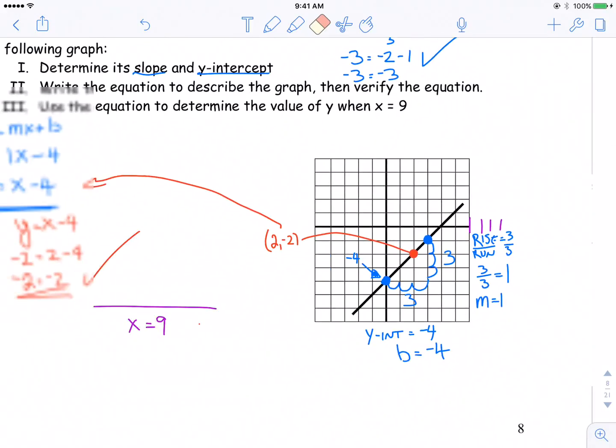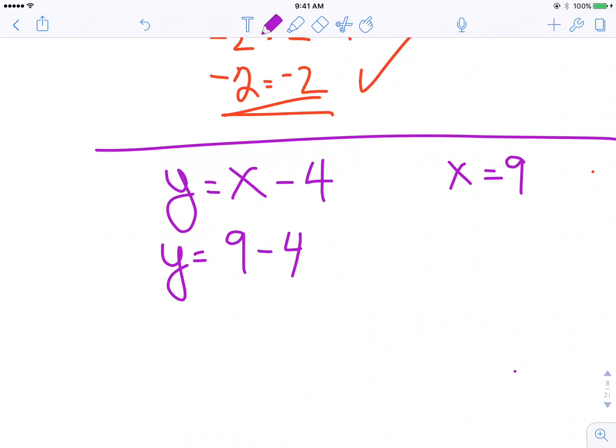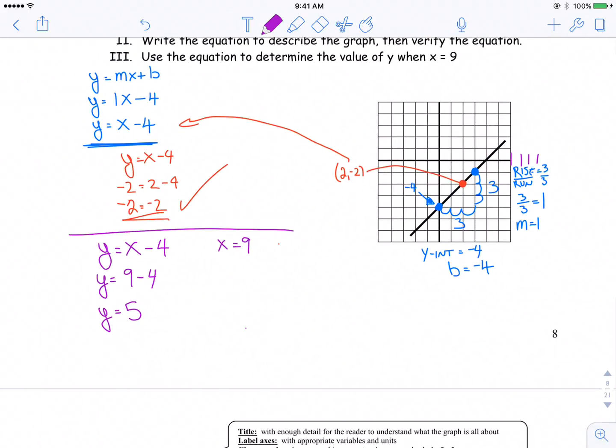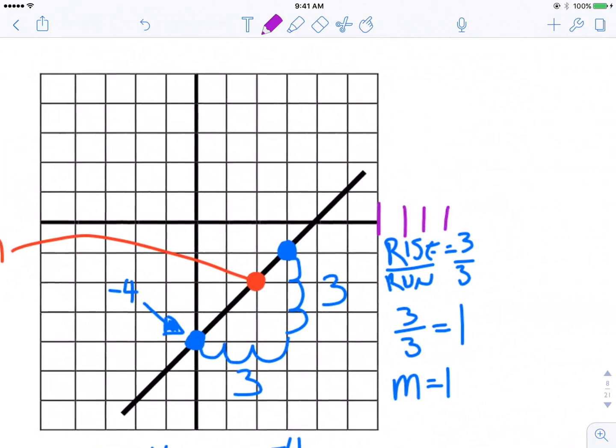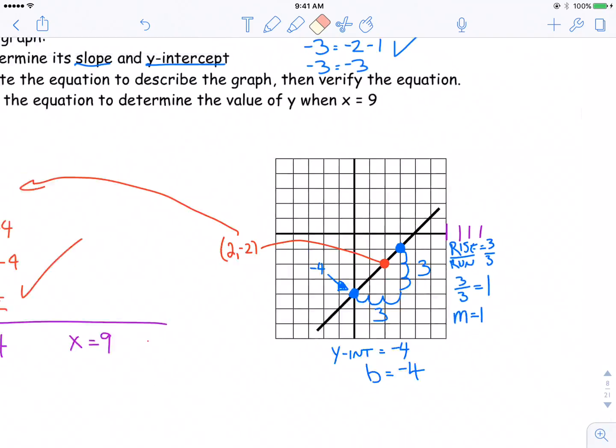I can very simply use my equation that I just verified, and I go y is equal to 9 minus 4. Y is equal to 5. And is that reasonable? Well, if I go back to my graph and I extend my line here and I follow my 9 up, follow it across, yeah, it's pretty reasonable. So I think we're good. I think it's right.